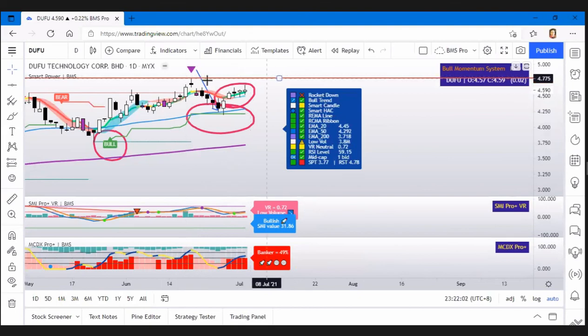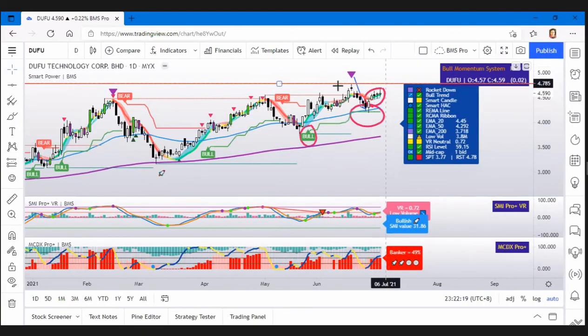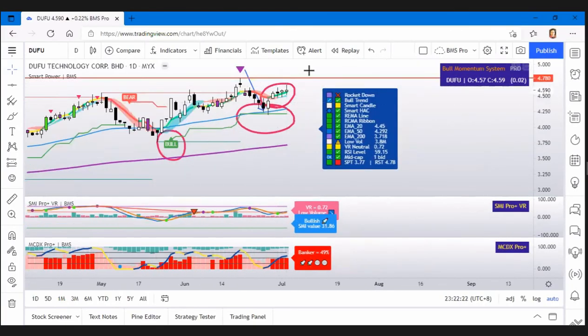This is the resistance, at 4.78. Whether it breaks up or not, you have to monitor. If you reach this level, it is potential selling pressure or a breakout, who knows. You have to monitor this area because it's already at the high here.